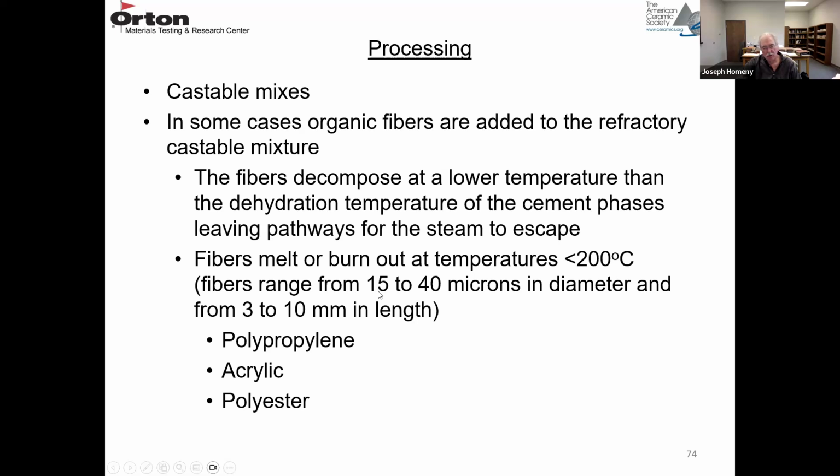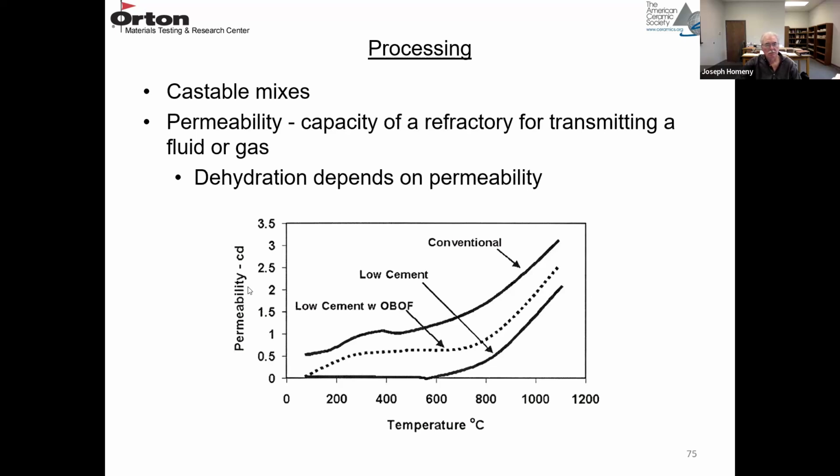And fibers can be 15 to 40 microns in diameter and maybe 3 to 10 millimeters in length. So they may be polypropylene, an acrylic-based fiber, or a polyester-based fiber. So they're going to burn out and leave a void space for steam removal. So you can measure the permeability of a refractory, and it's just the ability of the refractory to transmit a fluid or a gas. So the higher the permeability, the easier it is to remove the water. So the dehydration rate is going to depend on the permeability.